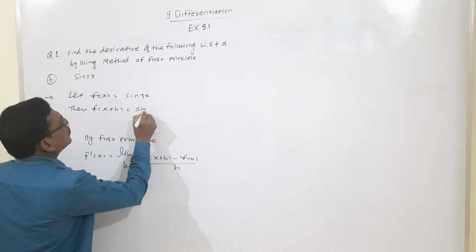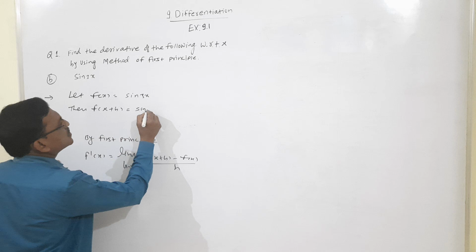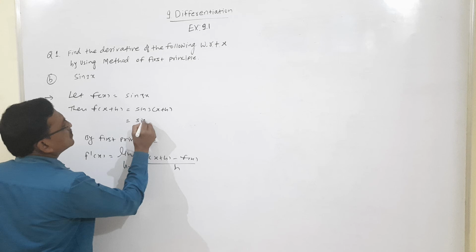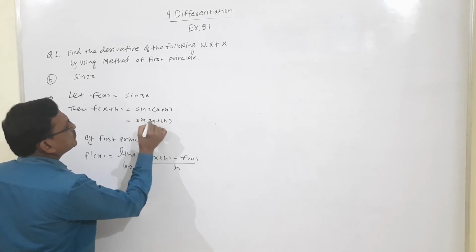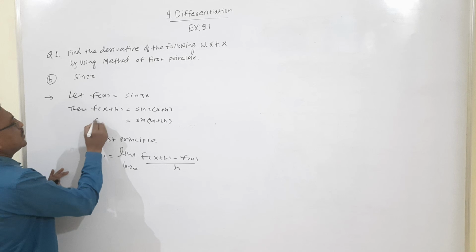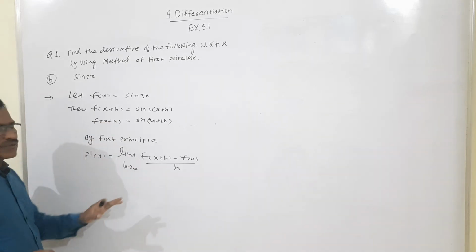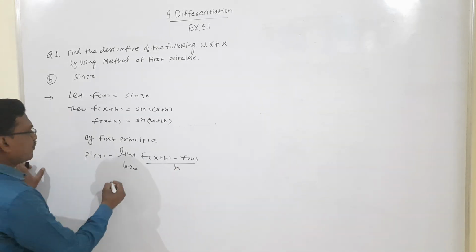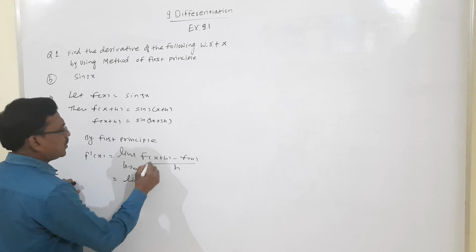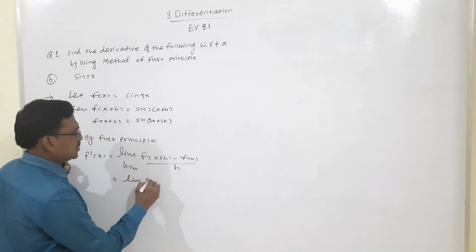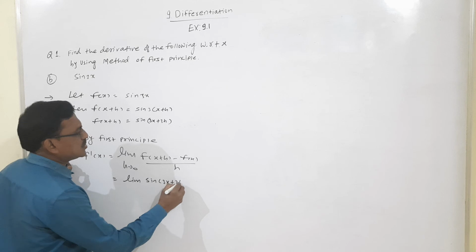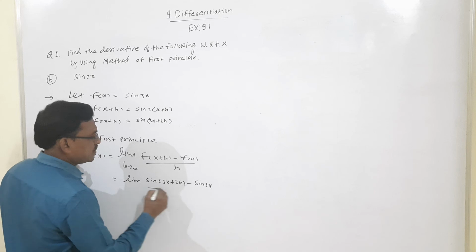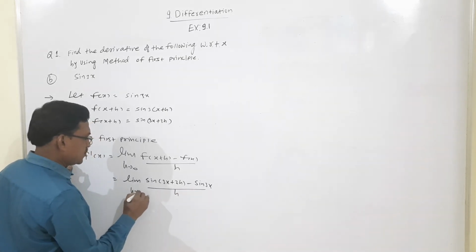So put, where there is x, x plus h. It is sine of 3 into x plus h. So that is sine 3x plus 3h, f of x plus h. Then by first principle, f dash x equals limit of f of x plus h minus f of x upon h as h tends to 0. Substitute the value of f of x plus h: sine of 3x plus 3h, minus f of x, which is sine 3x, divided by h, limit as h tends to 0.